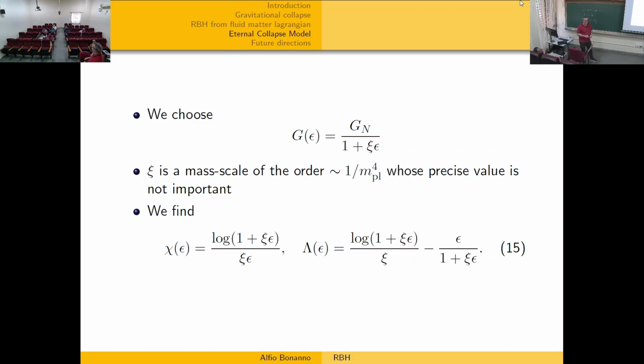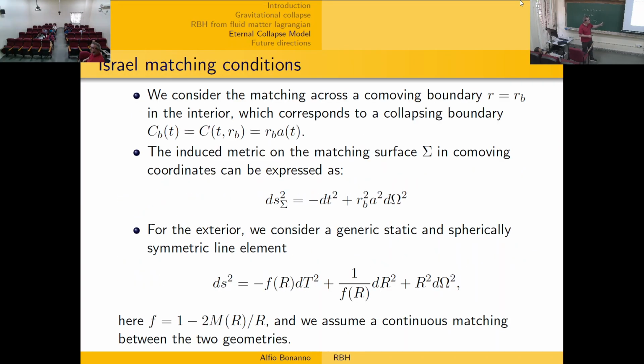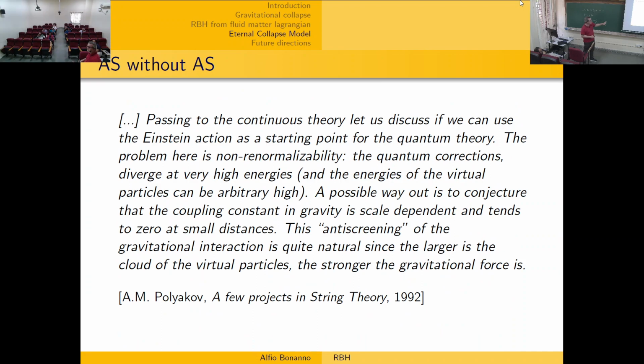The number of coefficients is finite. The physical picture is this phase of the idea by Polyakov, passing to the continuum theory, which we can use as a starting point of quantum theory. The problem here is that gravity is not renormalizable. The quantum corrections diverge at very high energies, and the energy of the virtual particle can be arbitrarily high. A possible way out is to conjecture that the coupling constant in gravity is scale dependent and tends to zero at small distances. This anti-screening of the gravitational interaction is quite natural, since the larger the cloud of virtual particles, the stronger the gravitational force is.